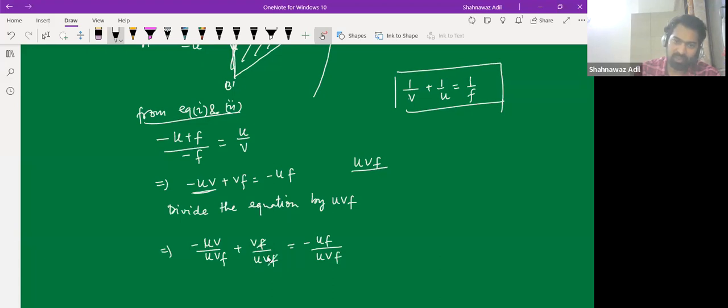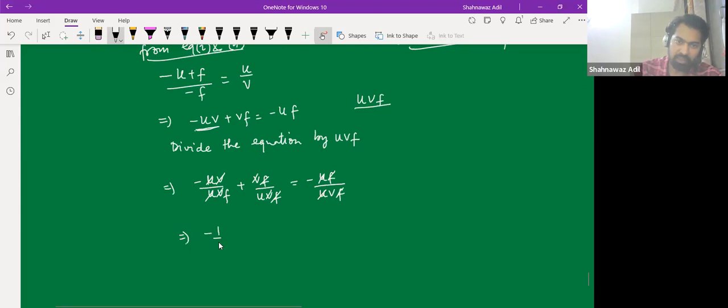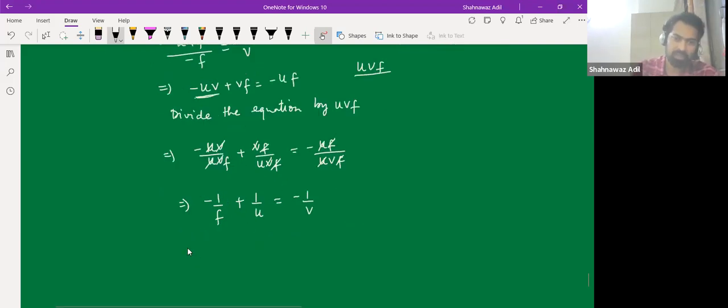So F, F, V, V cancel, and then this U, V cancel, and then this F, F, and U, V cancel. So what do we have? We have minus 1 by F plus minus 1 by U, and this is minus of 1 by U. So we rearrange this, take this term in the left side, take this term in the right hand side. So this would be how much? This is minus 1 by V plus 1 by V. So this is the mirror equation, what we see as the mirror form.